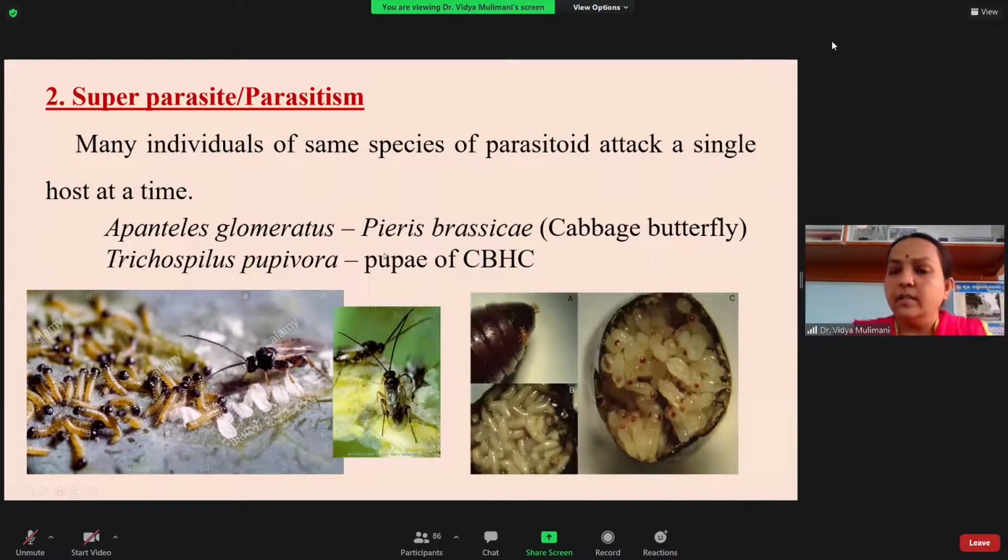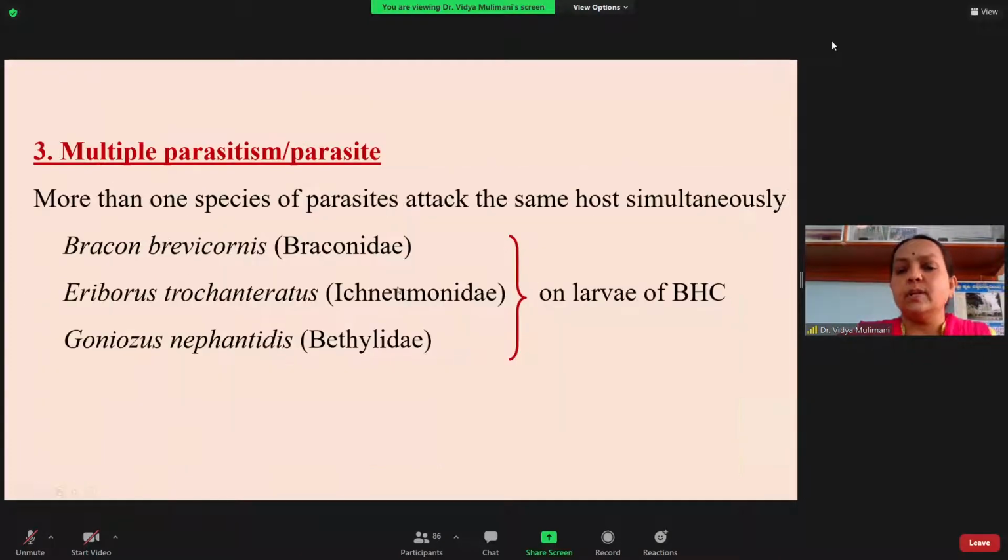But here, individuals of the same species are attacking the host at a time. So that is the only difference. So more than one species of the parasite attack the same host simultaneously. That is multiple parasitism.